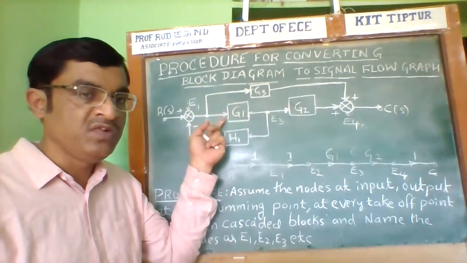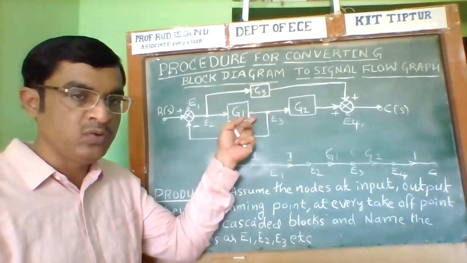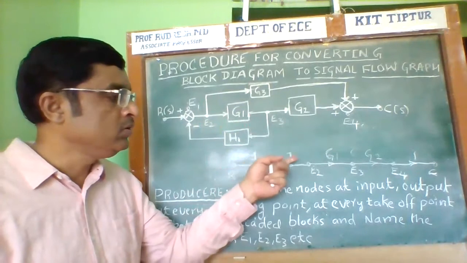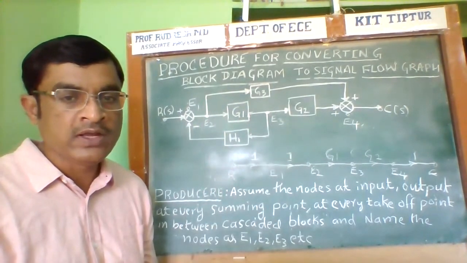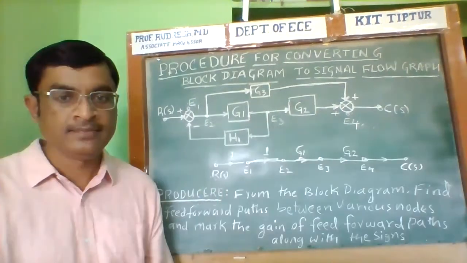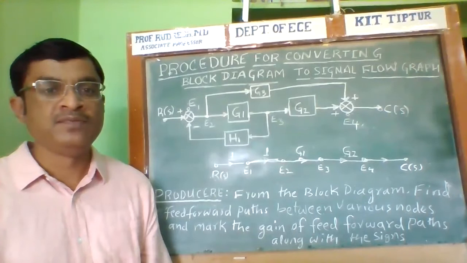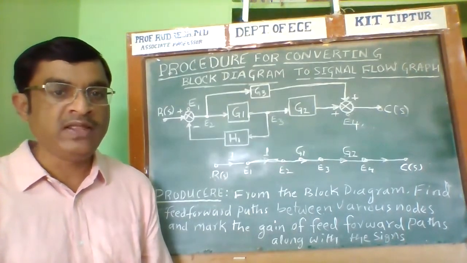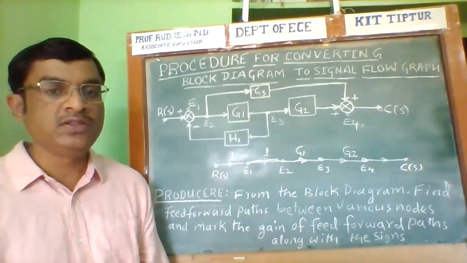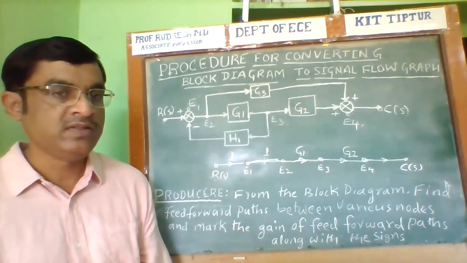Identify the number of feed forward paths and draw those feed forward paths here along with the sign. In the next step, from the block diagram, find the feed forward path between various nodes and mark the gain of the feed forward path along with the sign.